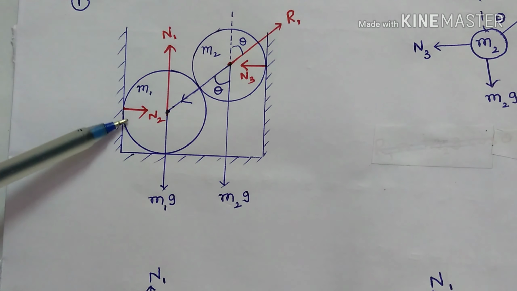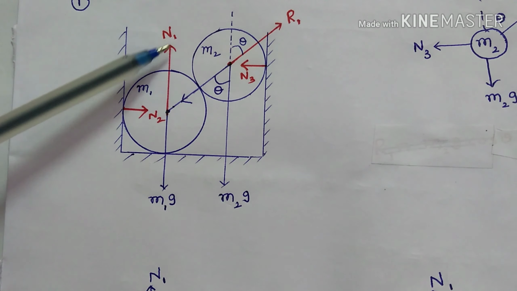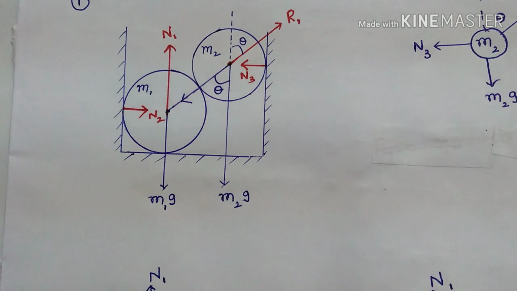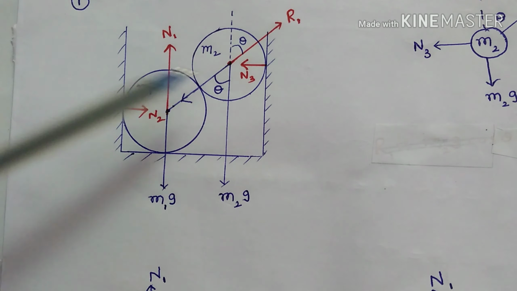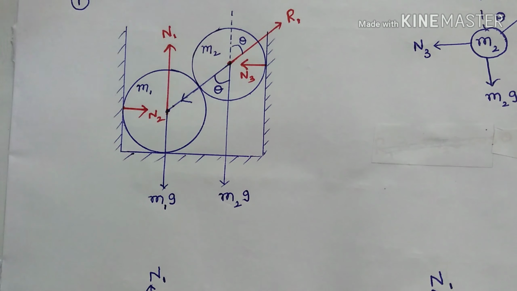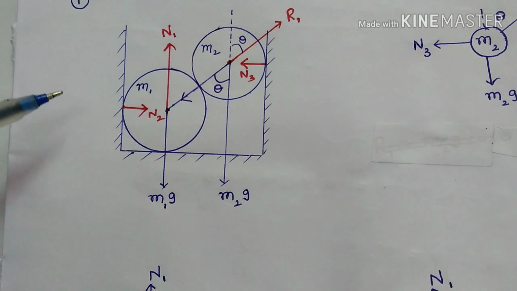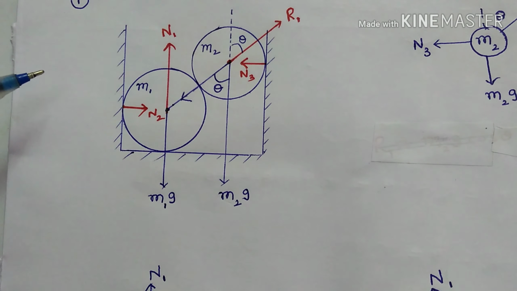What we have to calculate? N2 we have to calculate, N1 we have to calculate, R1 we have to calculate. And N3. N1, N2, N3 and R1, total 4 variables are there. We have to calculate these 4 variables by using the equations we will obtain from the free body diagram. Okay?